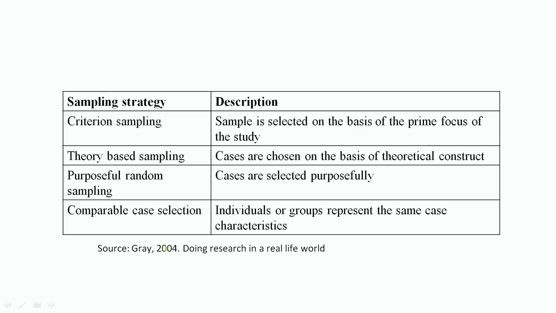These four methods which you can see on your screen are some of the commonly used terms in qualitative research. One is criterion sampling. Criterion sampling is selected on the basis of the focus of the study, what the study is focusing upon. And number two, theory. If the study is based upon theory, a theoretical construct, then choose the sample according to that.